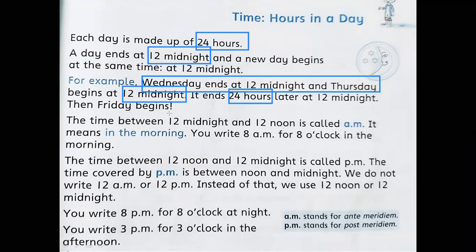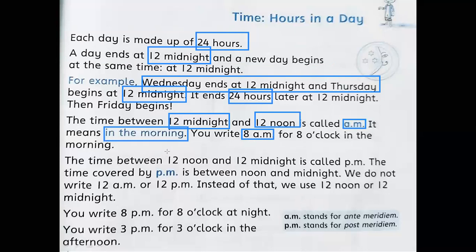The time between 12 midnight and 12 noon, 12 noon meaning midday, is called AM. Dear students, AM stands for anti-meridium. Anti-meridium is a Latin word that means before midday. It means in the morning. You can write 8 a.m., morning time, 7 a.m., morning time, 10 a.m., morning time. So in other words, a.m. represents morning time.